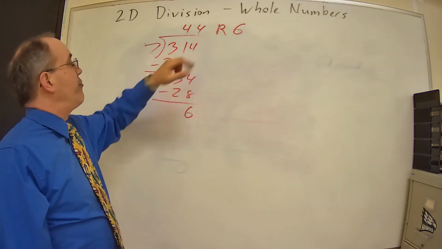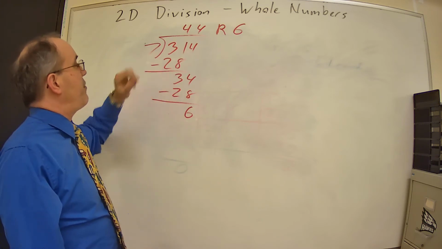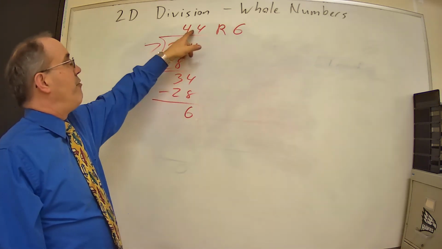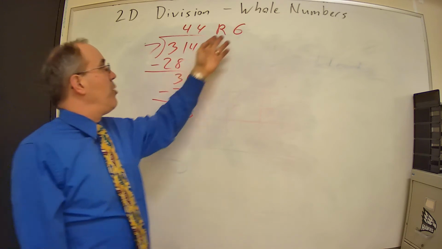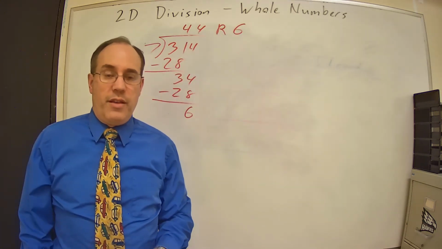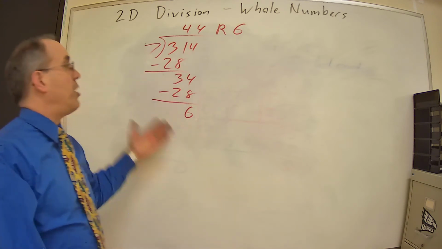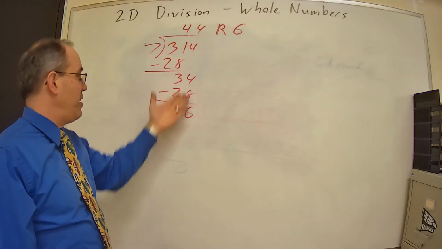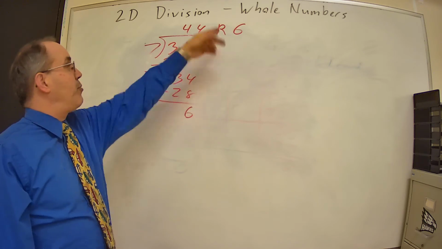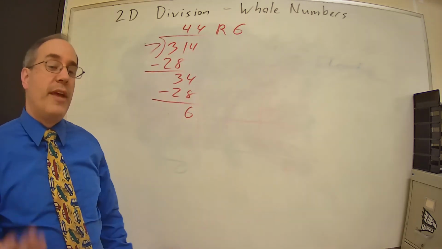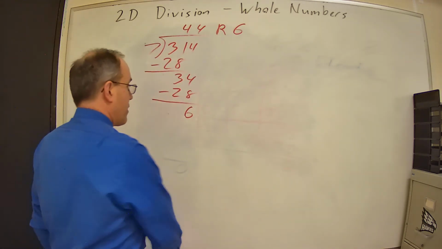If I have 314 items and I divide them into 7 groups, I can have 44 items in each group with 6 left over. So that's dealing with remainders. And that's the process. So that's the only thing. When you get done, you don't end up with a 0, you end up with something left over that we call the remainder. It's what's remaining.